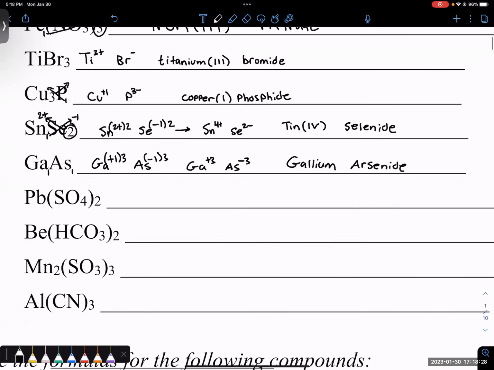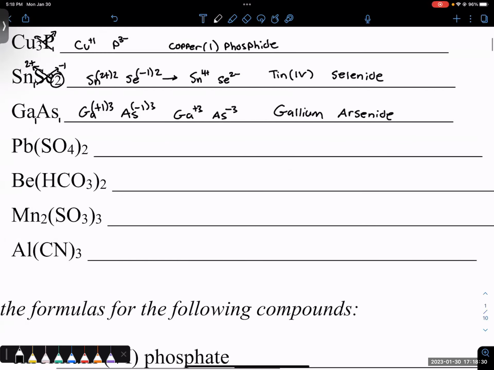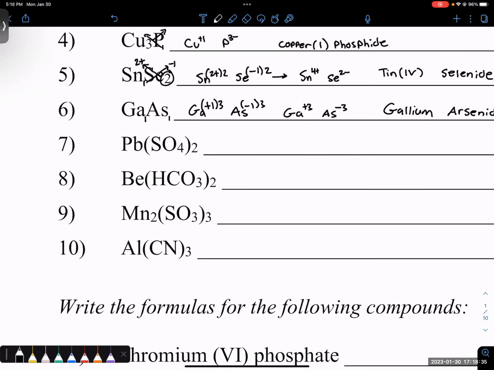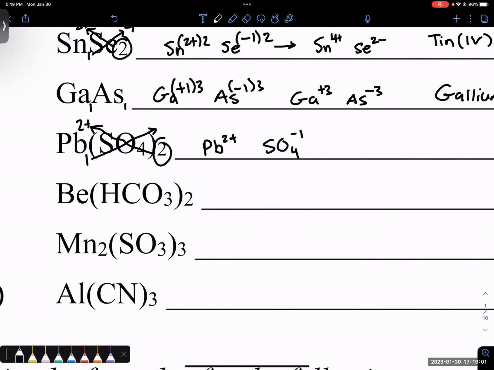Let's see. What do we do next? The next few are actually dealing with polyatomic ions. So again, this goes back to memorization. Let's go ahead and move this back up here. We get a 2+ on that. We move this up here. So we get Pb 2+, SO4 1-. So is that okay so far? Is this okay? We can start naming it.